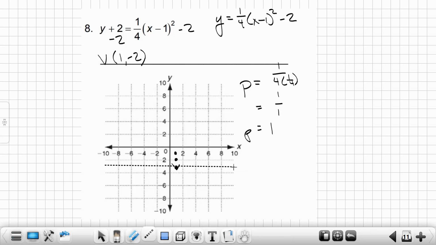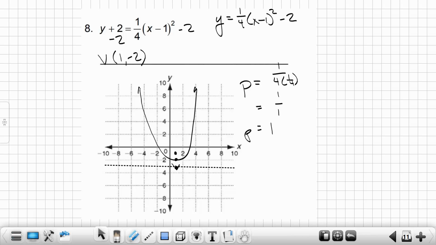Directrix, focus, those are really close, so I'm going to make a tighter parabola. It's just a quick sketch. I don't need you to make an XY chart. I don't want to go through that. Oh, it wants all the information.